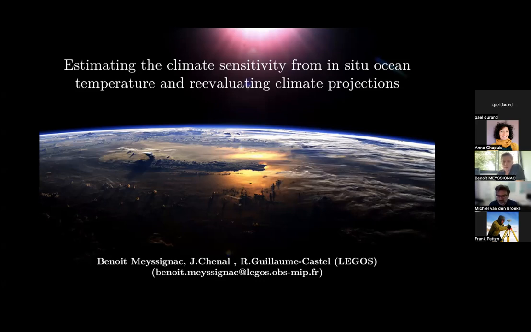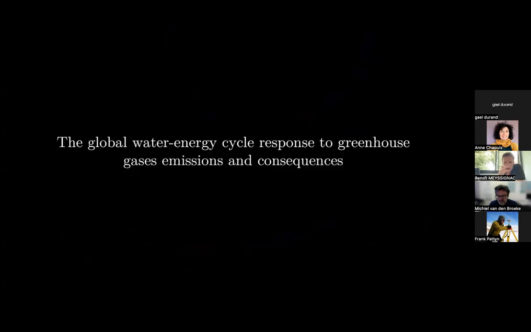And then on the basis of this new climate sensitivity, we redo projections of surface temperature and the ocean heat content. And so we can derive the different terms of the global sea level contributions using the emulators of the IR6. And that's what I will show you here. Just to start, a quick reminder about the global water energy cycle response to greenhouse gases emissions and how this is linked to the climate sensitivity and how we can derive some constraint on the climate sensitivity.